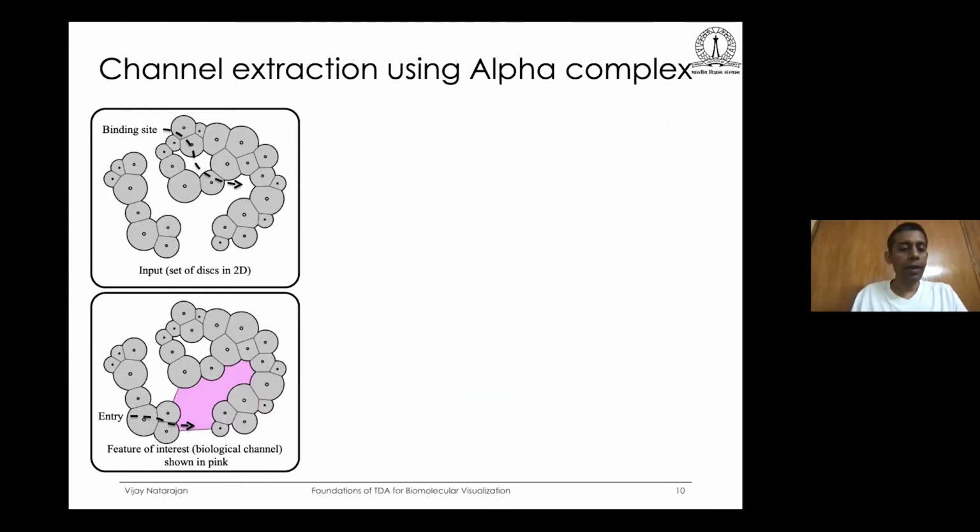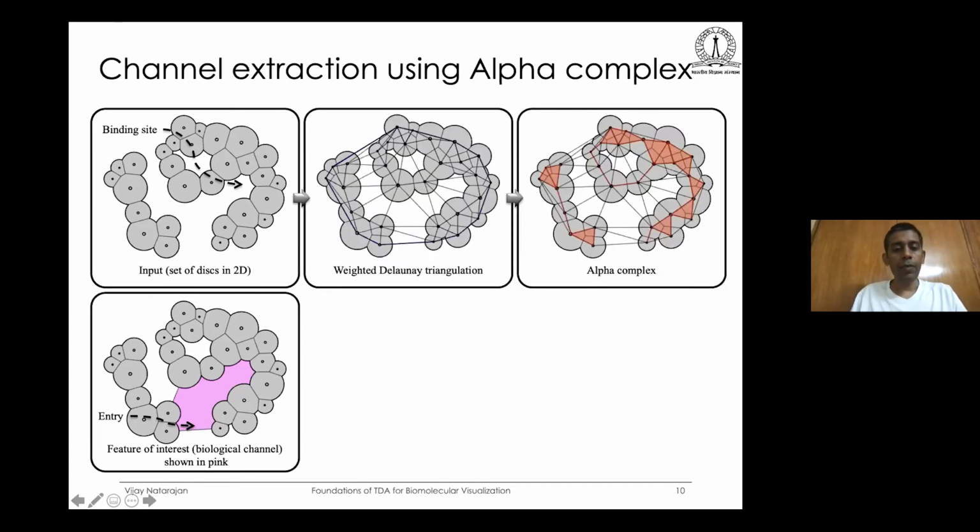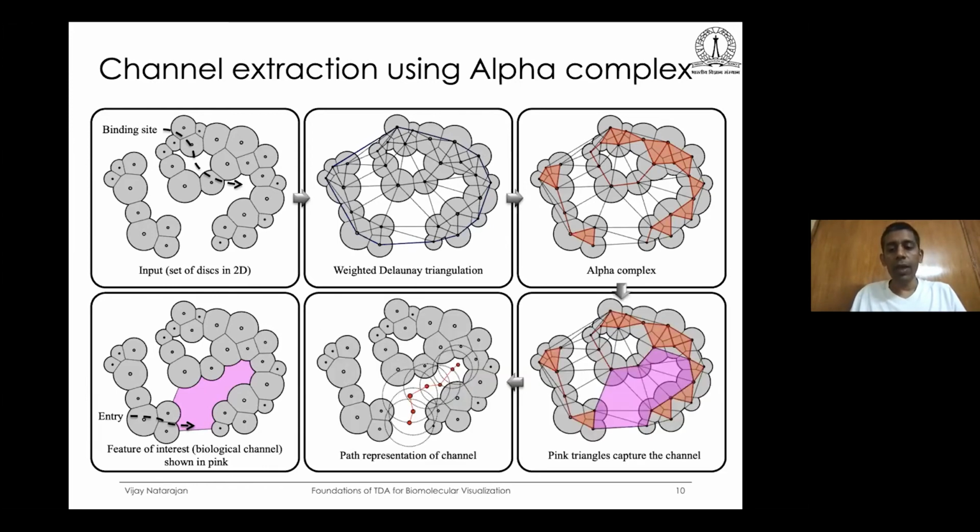A simple algorithm that computes these features of interest would recognize a potential binding site and the entry region into the protein, and construct, by studying the complementary space that comes from the alpha complex, an explicit representation of the tunnel that leads us towards the binding site. Now, this is a very rich representation.